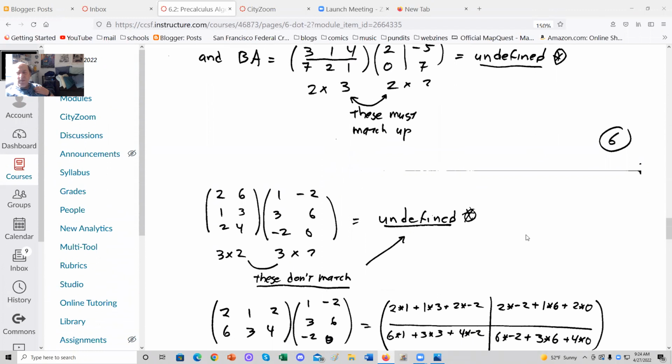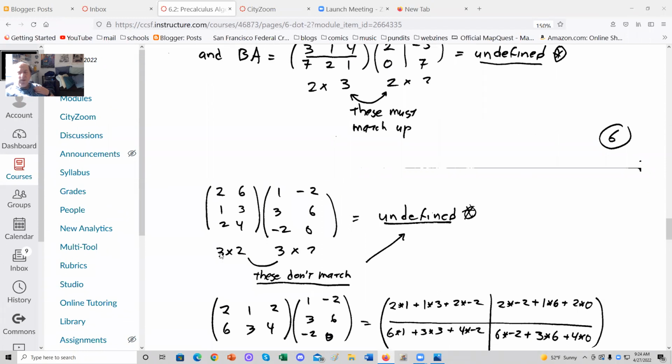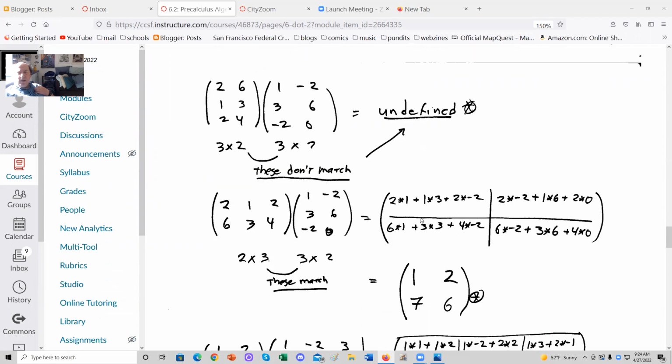So in this case, it's not defined. Here we have a 3 by 2 times a 3 by 2, and 2 and 3 don't match up, so this product is not defined. If, on the other hand, this is 2 by 3 and this is 3 by 2, these 3's match up, so you can define the matrix product.